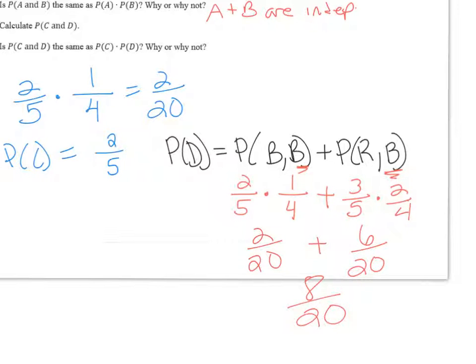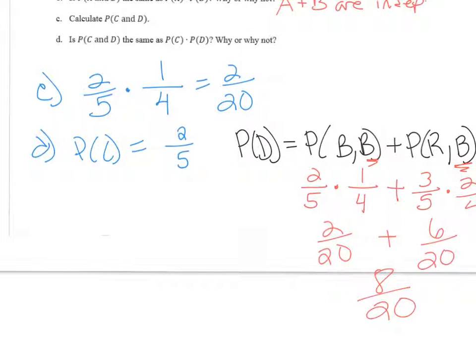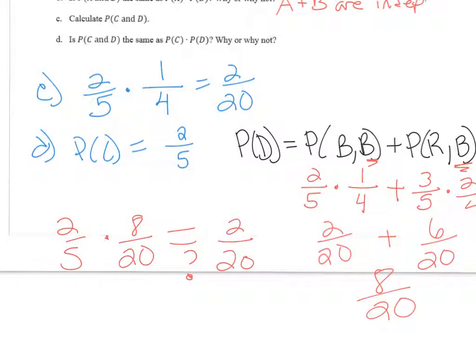So then if we answer the question, is C and D the same as C times D? Is 2/5 times 8 out of 20 the same thing as 2 out of 20? And they're not going to be equal.